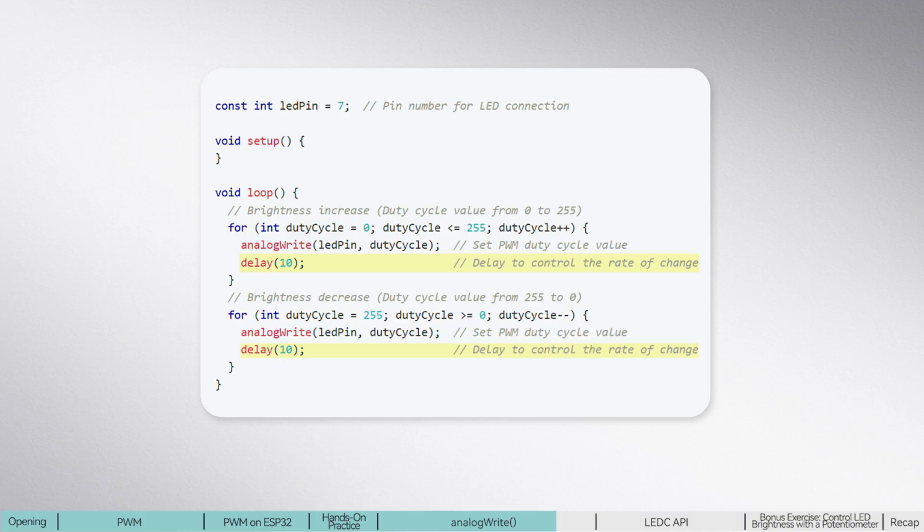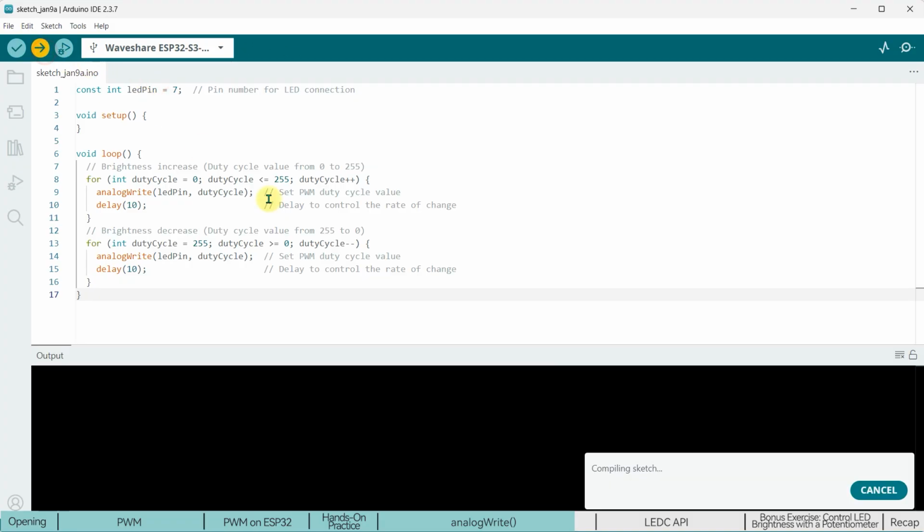The advantage of using analogWrite is its simplicity and consistency with standard Arduino usage. It automatically handles PWM channel allocation, frequency, and resolution settings. Very convenient. Now upload the code and see the result.